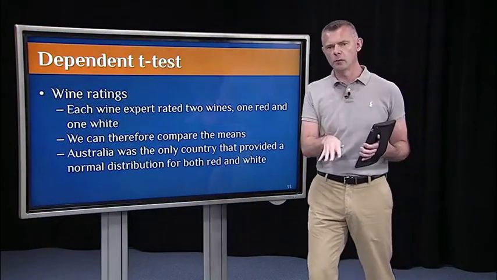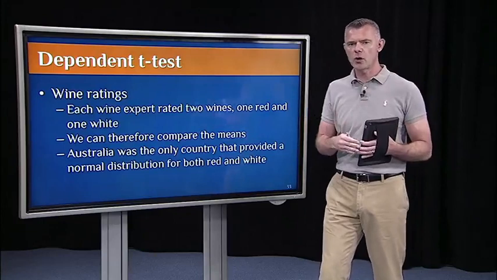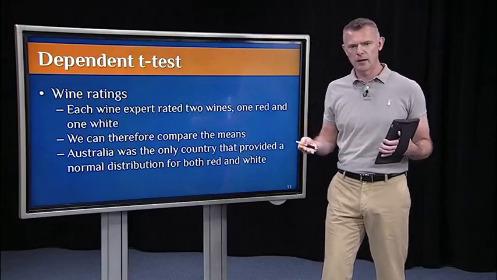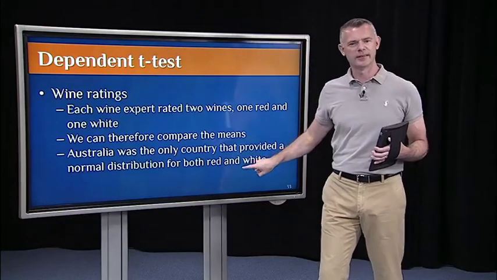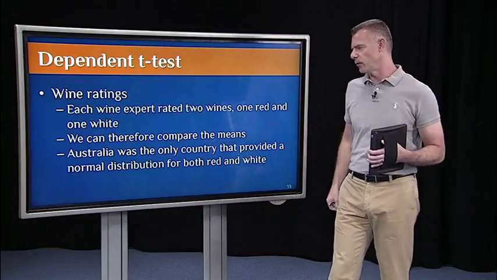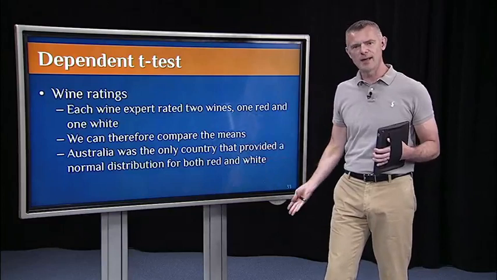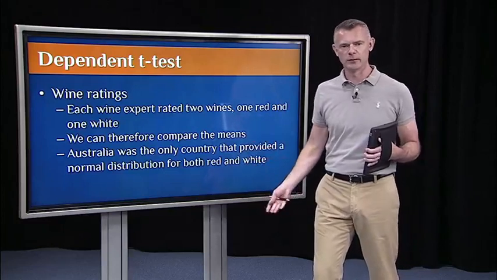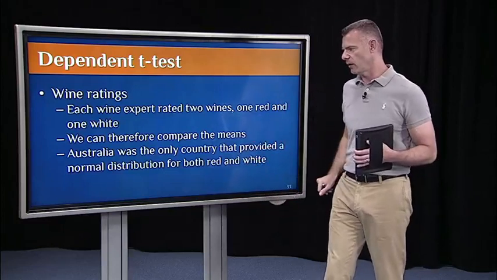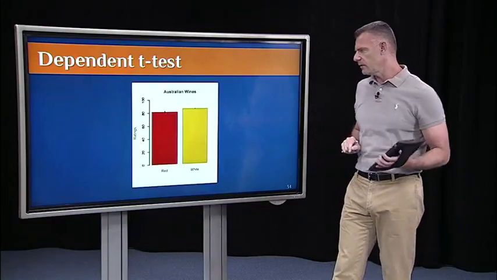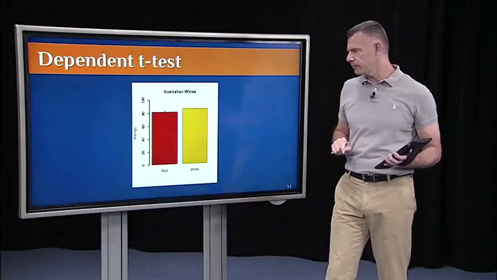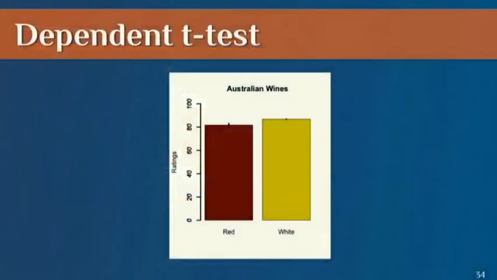Remember, all the reds were normally distributed, but then to show non-normal distributions, the whites were all messed up, right? But in Australia, the white distribution was normal. And one of the assumptions underlying this test is that we have normal distributions. So we're just going to do this example on the Australian wines. So here are the data in a bar plot, and it's just a slight edge for the white.